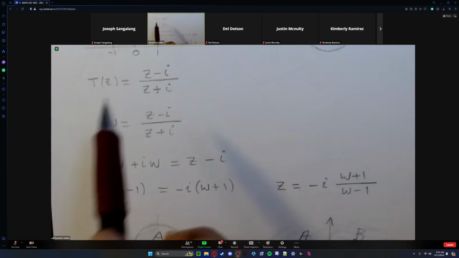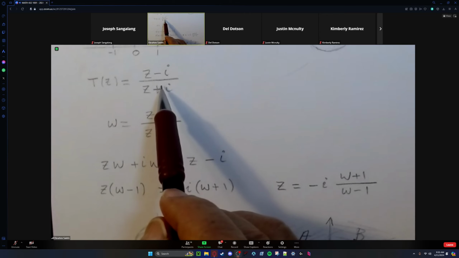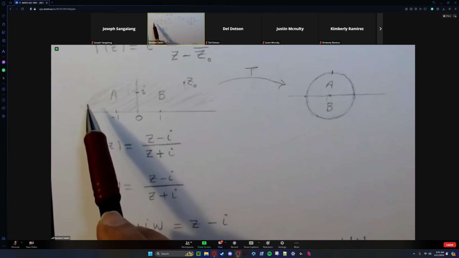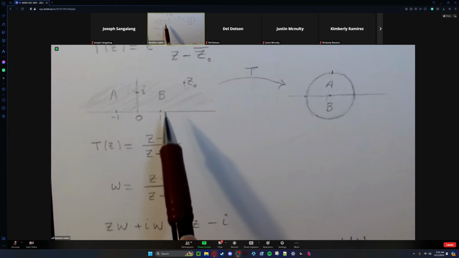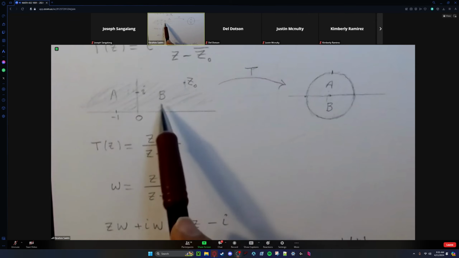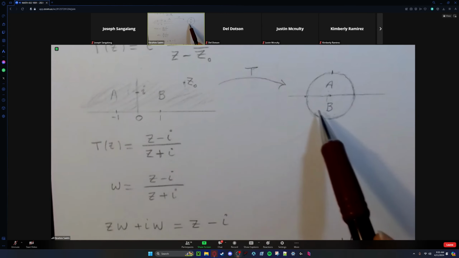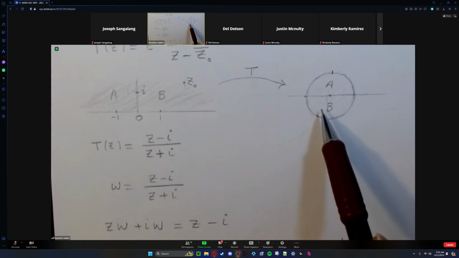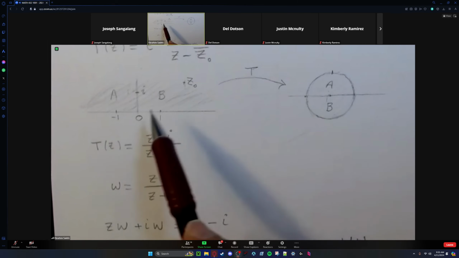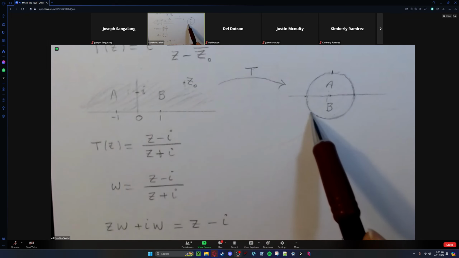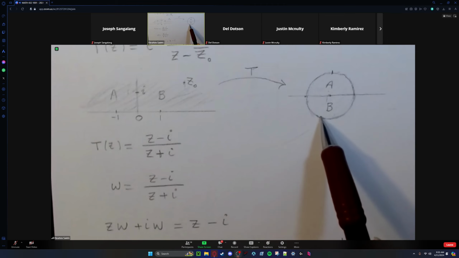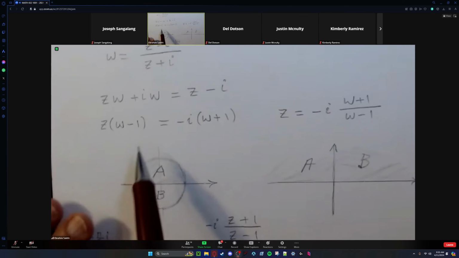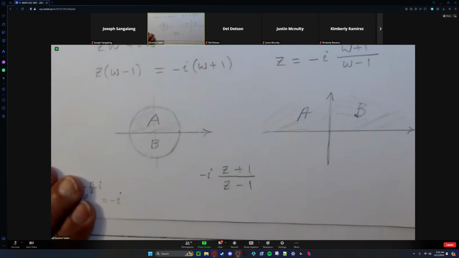So by this function, we can send the upper half plane, or any half plane, I will tell you how, especially the upper half plane, to the circle, to this disk. The inverse will send this disk to the upper half plane. What is the inverse? Here is the inverse.